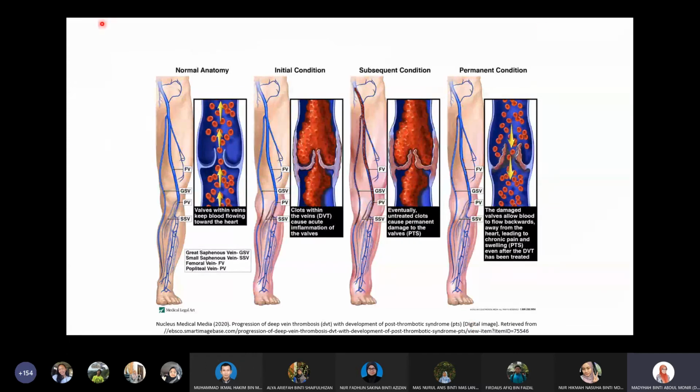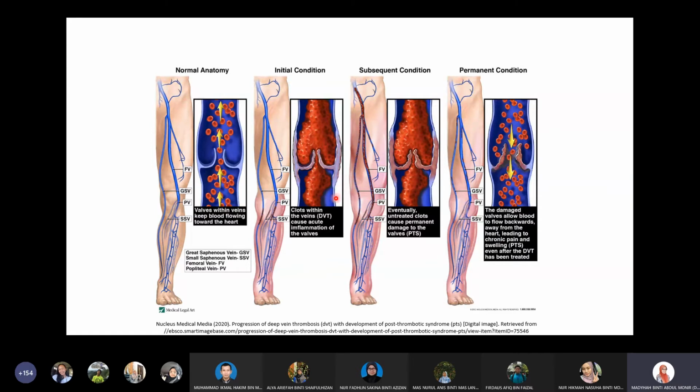So this is a picture of how post-thrombotic syndrome occurs. This is the normal vein. As you can see, the valve within the vein makes the blood flow to the heart. When you develop DVT, there will be clot formation. When there is thrombus, it can cause acute inflammation of the valve. If you compare the valve here and the valve here, it's different.